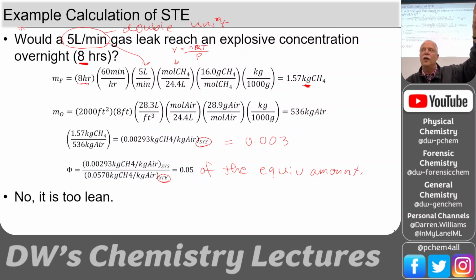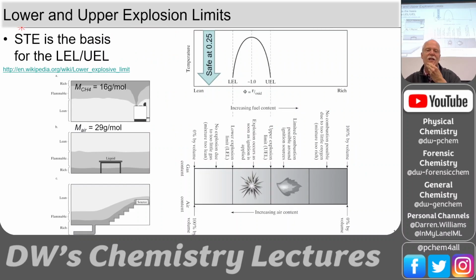If you have more fuel than you need, then it's called rich. So let's look at this. When that ratio phi is 1, so we're right here, that's the perfect situation, and that's an explosive hazard. So this explosion limit right here, that's the worst case, a phi of 1.